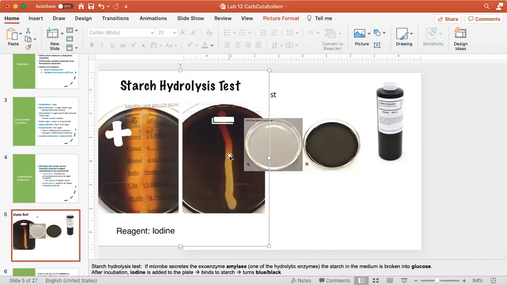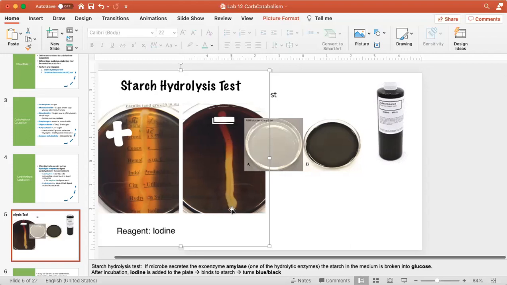Very different over here. There's cells growing here. There's cells growing, but all of the agar has stained black. And that means that these cells have not broken down any of the starch. These cells must not have the ability to secrete amylase. This is a negative test, and this is a positive test.